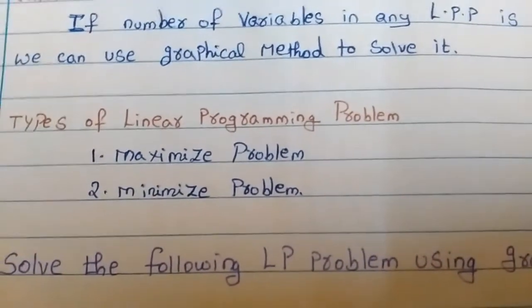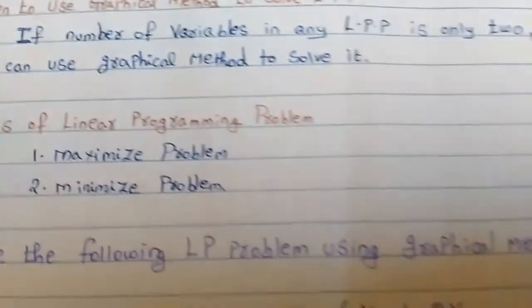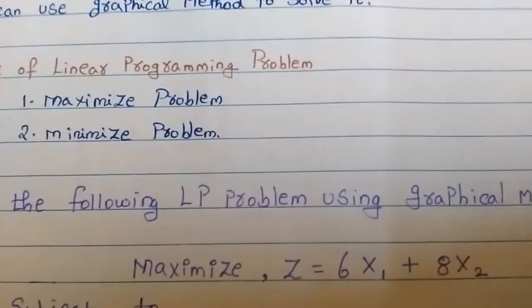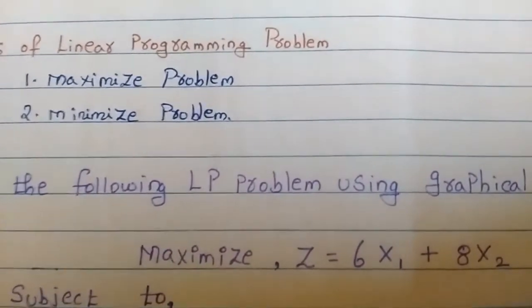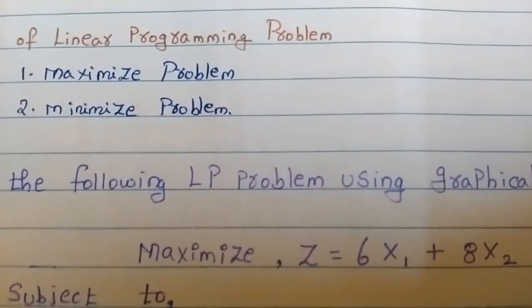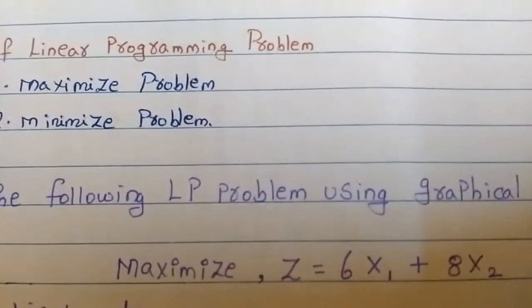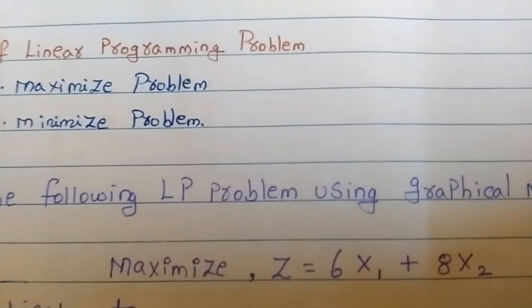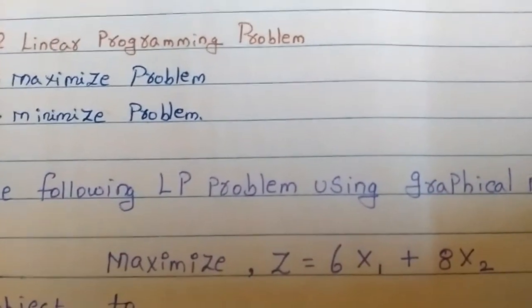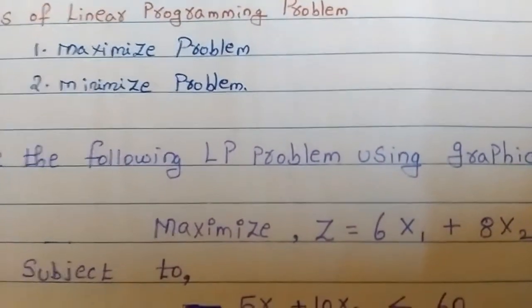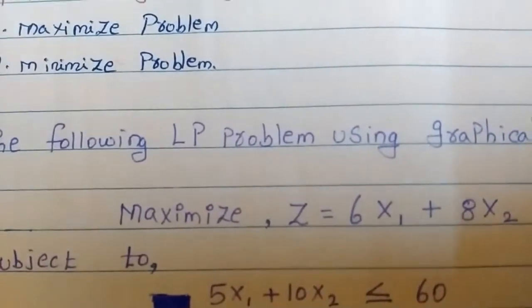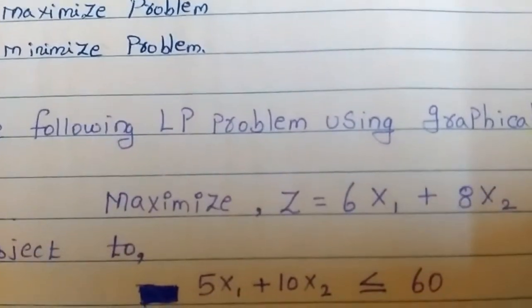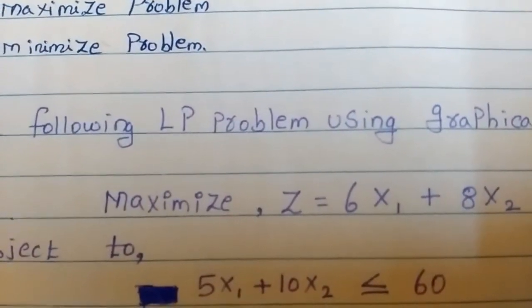Solve the following linear programming problem using graphical method. Maximize. What kind of problem is this? Maximize kind of problem. The objective function z equal to 6x1 plus 8x2. Subject to constraints 5x1 plus 10x2 less than or equal to 50.